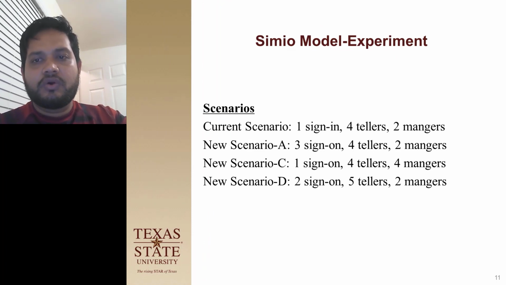The current scenario was 1 sign-in customer, 4 tellers, and 2 managers. In scenario B, 3 sign-in customers, 4 tellers, 2 managers. For scenario C, there is 1 sign-in customer, 4 tellers, 4 managers. And for scenario D, there are 2 sign-in customers, 5 tellers, and 2 managers.